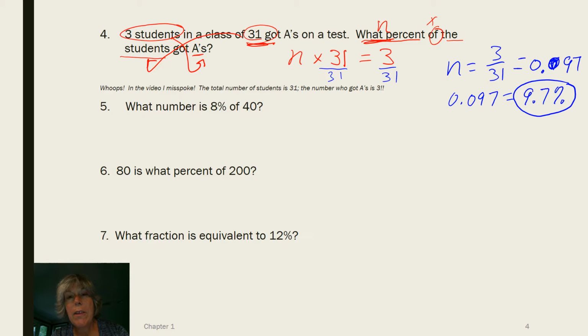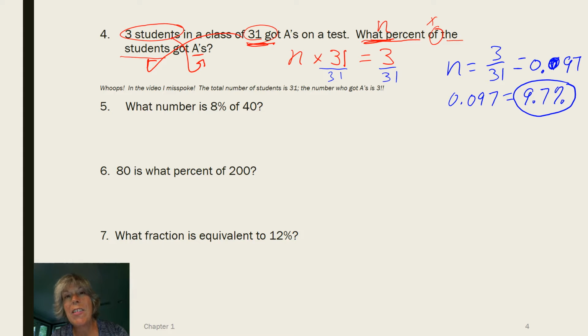Another way to think of this is, if you're asked to find a percent, you're always going to be dividing by the total amount. So in this case, the total amount was the 31 students. So we take our 3 students divided by the total amount of 31, and we get our 9.7%.